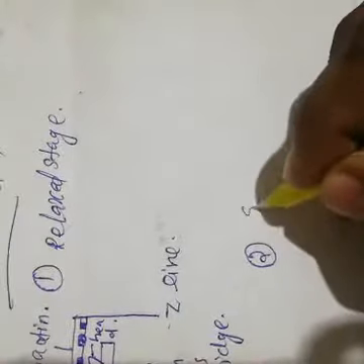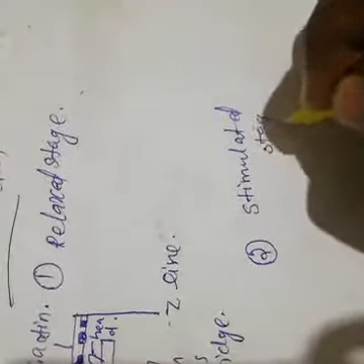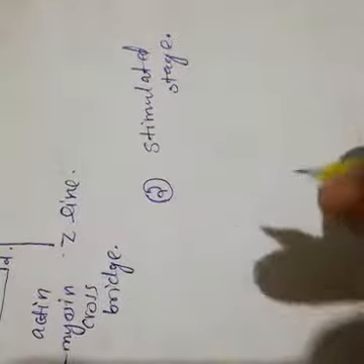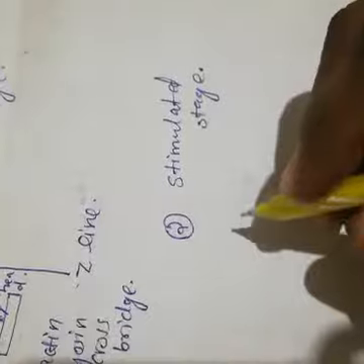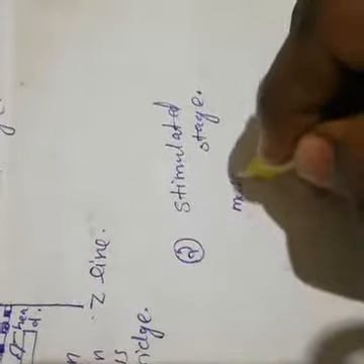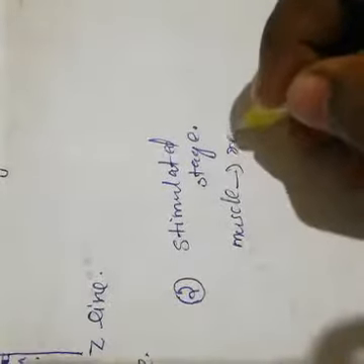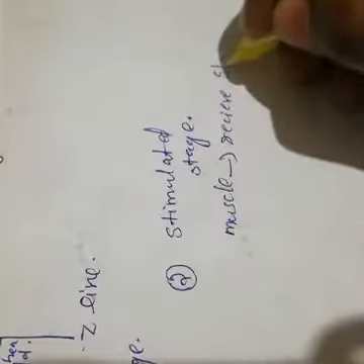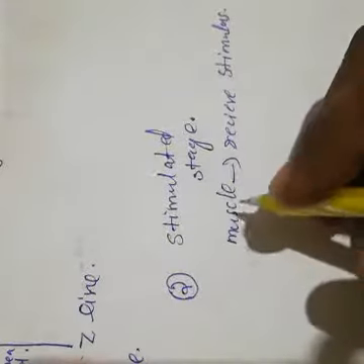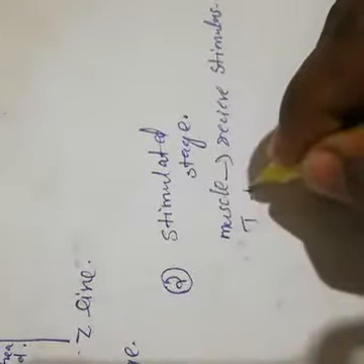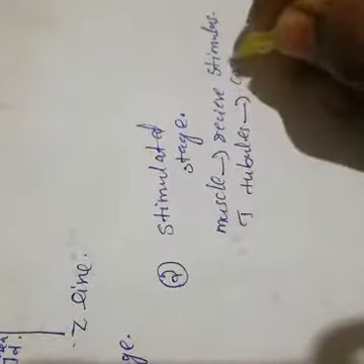The second stage is called the stimulated stage. Again, during the stimulated stage, the muscle fiber will receive a stimulus, and due to this receiving of the stimulus, the T tubules will release calcium ions.